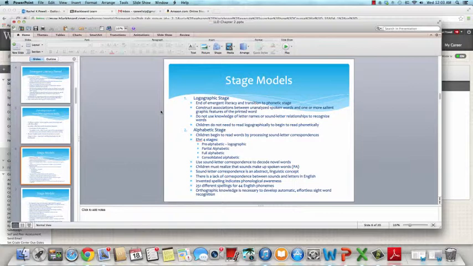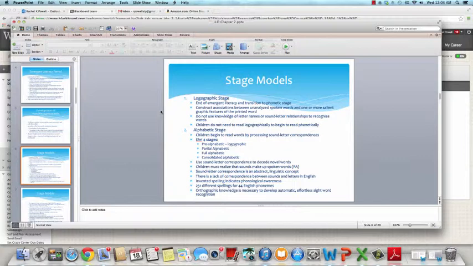You can skip the logographic phase, for instance, if you're one of those children from a not very literacy-enriched background. So the logographic stage goes pretty quickly, usually at the beginning of school, right before school starts. So kindergarten is really when you're starting the alphabetic stage. They begin to read words by processing sound-letter correspondence.